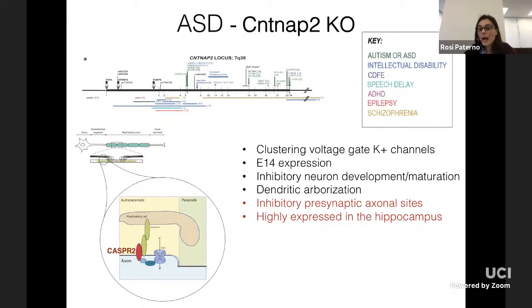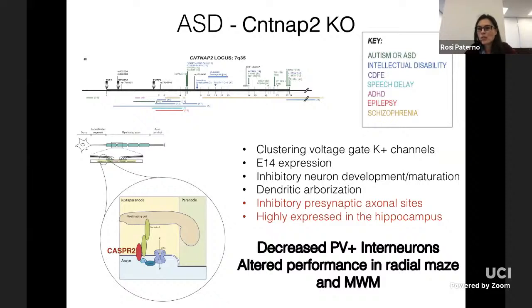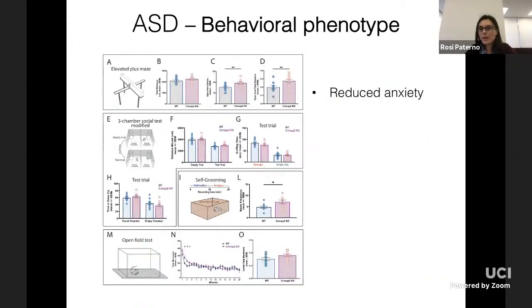It is also highly expressed in the hippocampus. It has been shown to cause a decrease of parvalbumin interneurons in different brain regions, including the hippocampus, but also a defect in performance on the radial maze or the Morris water maze. So we first ran a battery of tests to confirm that this animal model had the phenotype.